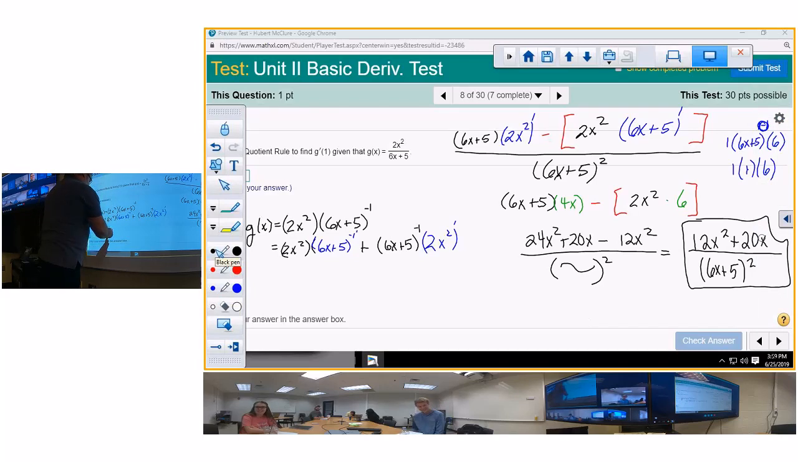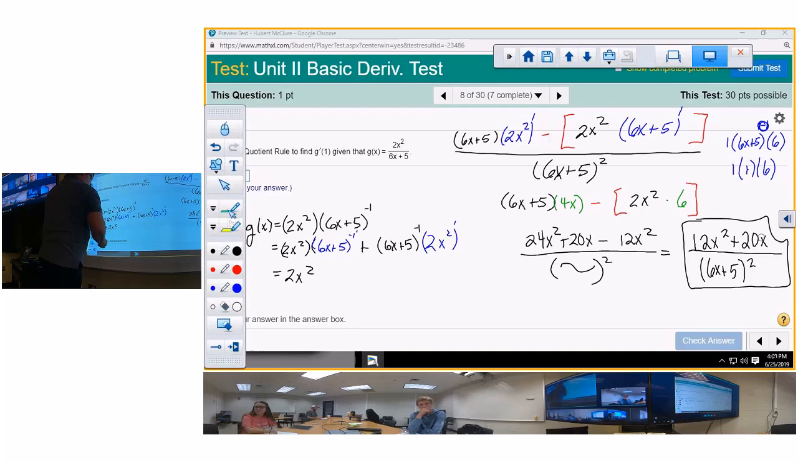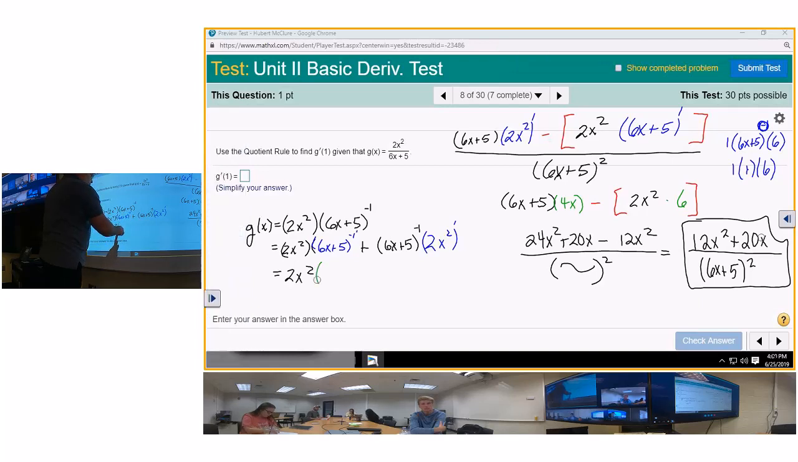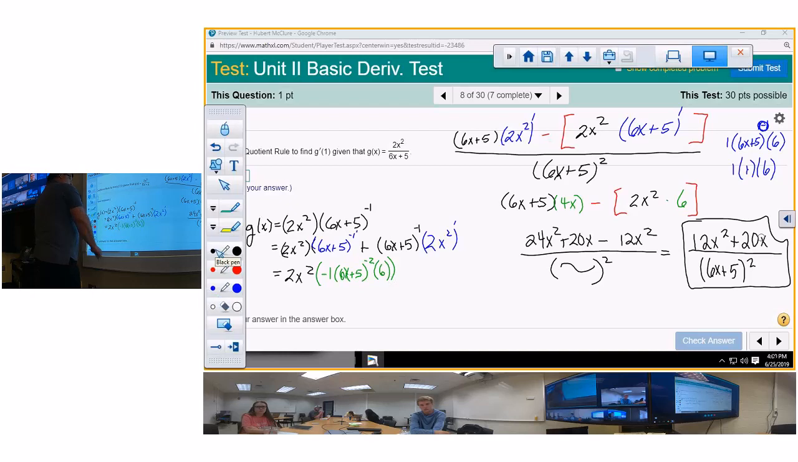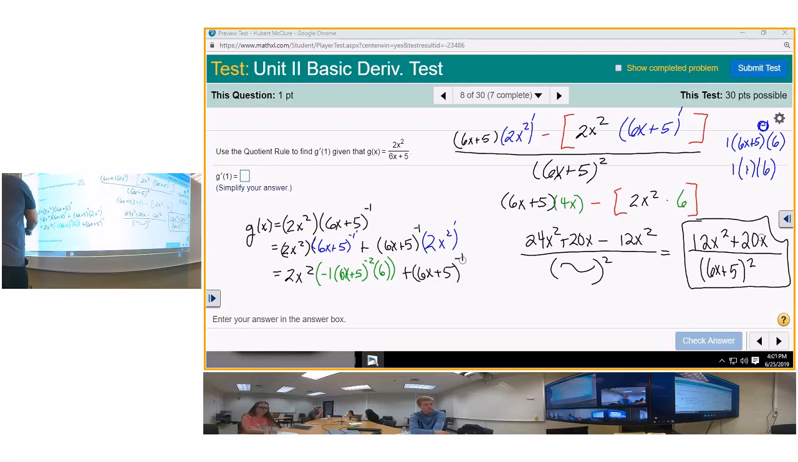So 2x squared, and then 6x. What's the derivative? Okay, we got a negative 1 here, right? So that's going to be different. So negative 1 times 6x plus 5 to the negative 2 times 6. Y'all check the chain rule. Plus 6x plus 5 to the negative 1 times 4x.